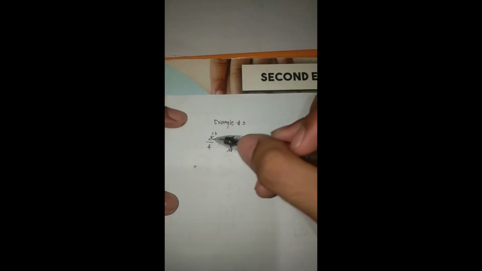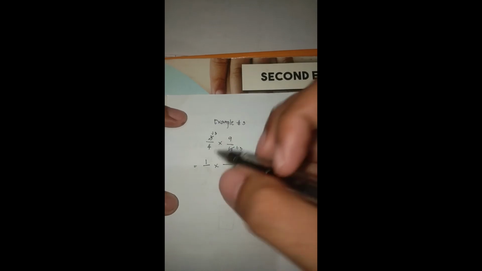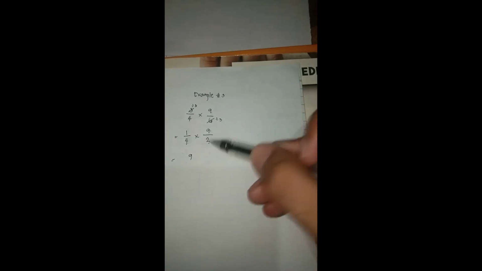Yan. So 3 divide 3, we have here 1 over times 6 divide 3, we have here 2. Yan. Then yung 4 and 9, wala naman silang common factor. So therefore, hindi na natin sila pwedeng magamitan ng cancellation method. So yon, ikakopy lang natin. Yan. And then next is i-multiply na natin sila. So 1 times 9 is equals to 9. 4 times 2 is equals to 8.